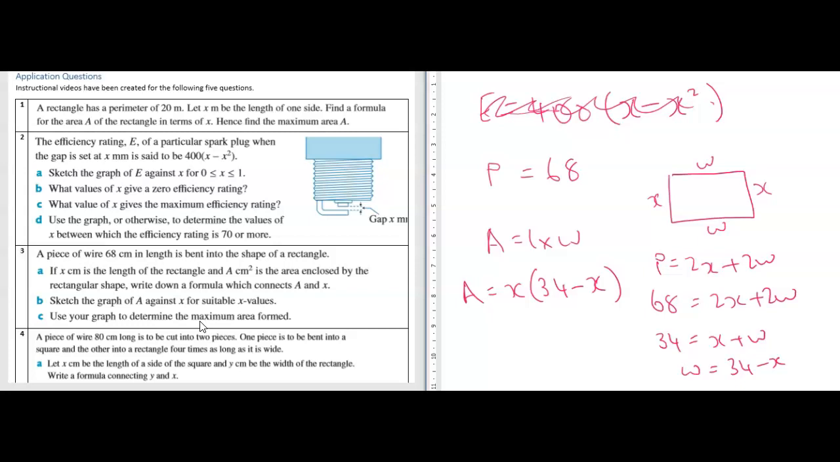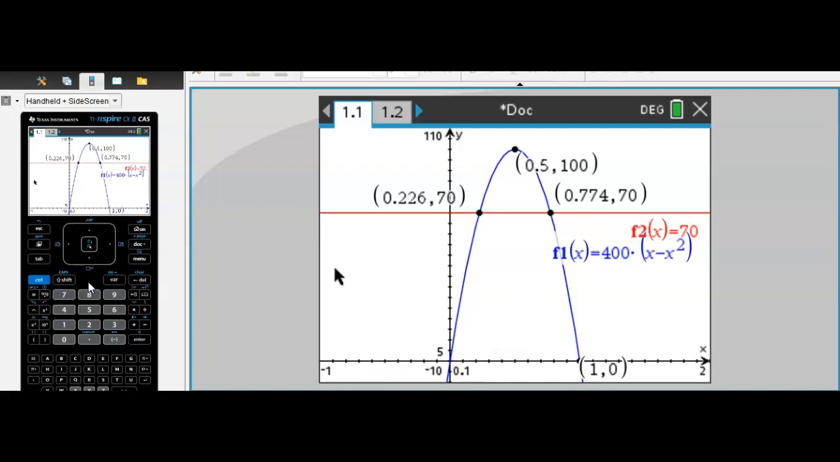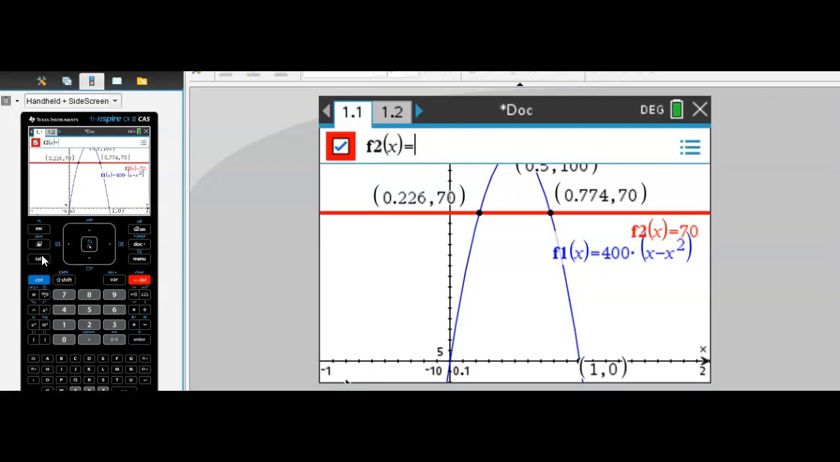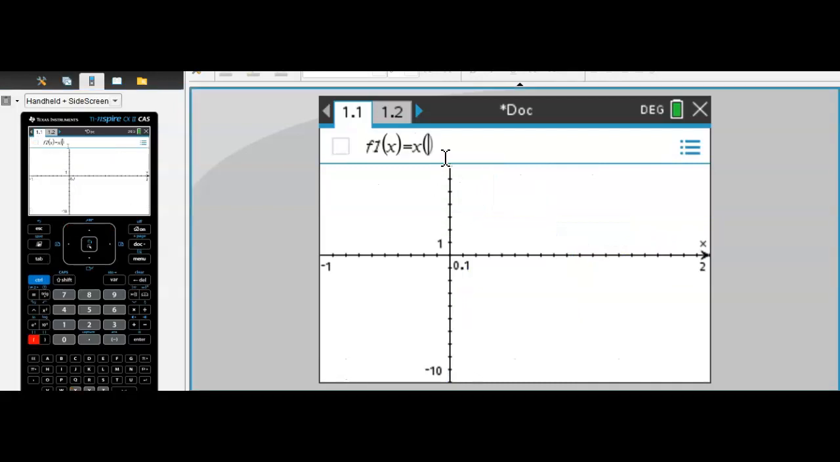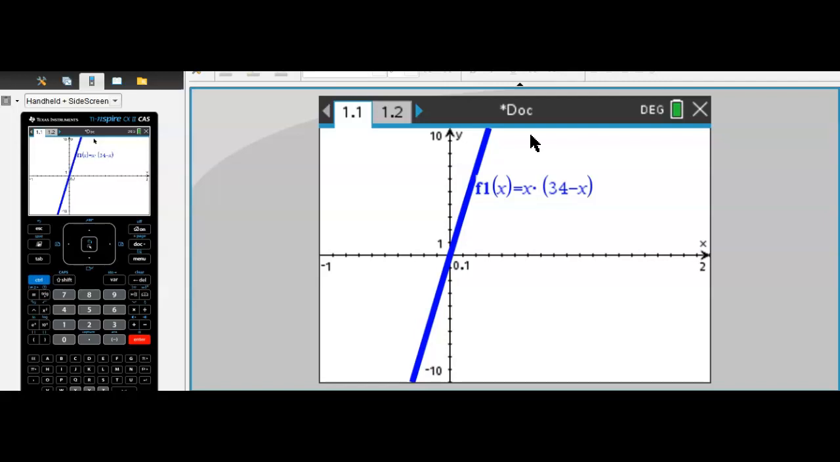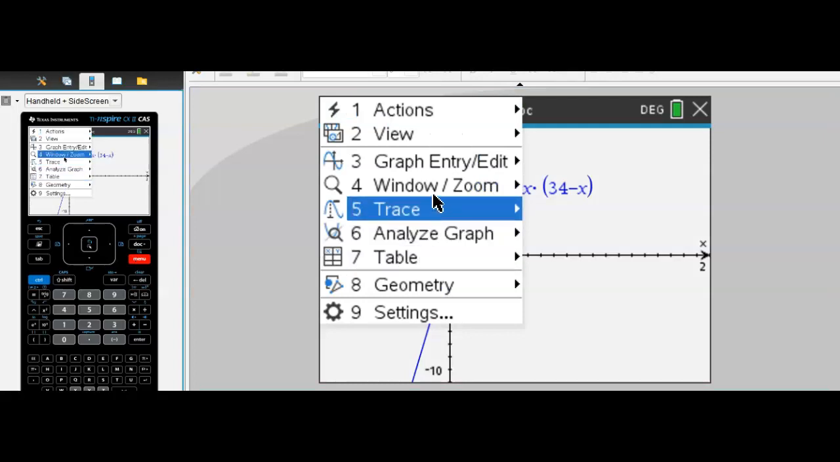Sketch the graph of a against x for suitable x values. Okay, so let's go back to our calculator. Now I can get rid of everything here. You can either go back to the menu and do some new graphs, or you can just go tab, scroll up and delete what you had. All right, so we've got x times 34 minus x. And I'm thinking if it does that, we need to put in a multiply sign here. Often that will be the thing the calculator can't read. So if you're multiplying two things and you get an error message, maybe just go back and put your multiplication sign in. All right, so I can't at the moment see my graph, so let's just change the window.